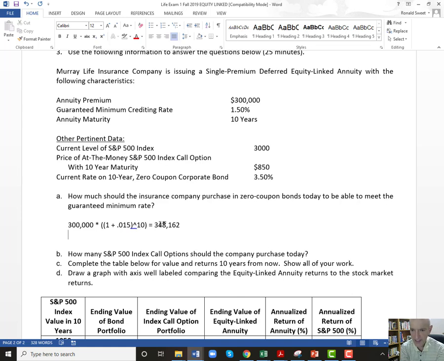How are we going to get that $348,000? Well, we're going to get it by investing at 3.5%. So how much of this $300,000 do we need to invest at 3.5% to make sure at the end of 10 years we have at least $348,000? Well, the key there, so this is the ending portfolio guaranteed value. So how much to invest today?